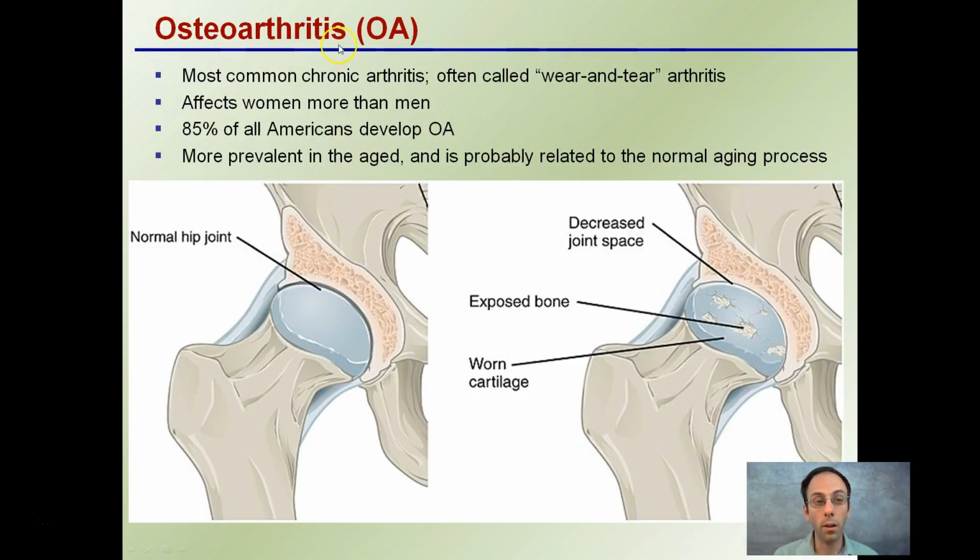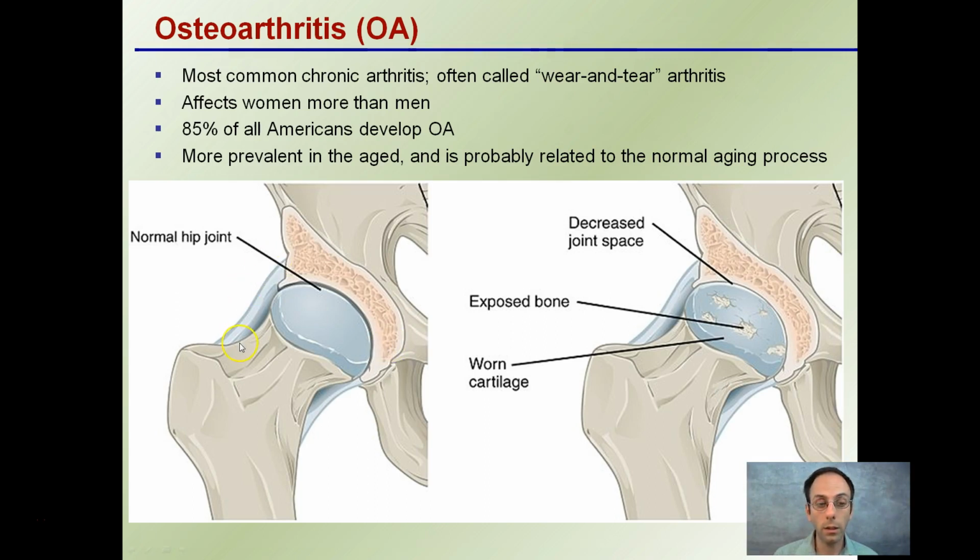Starting with osteoarthritis, which I'll abbreviate OA, is the most common chronic arthritis. It's often called the wear and tear arthritis. It affects women more than men, and about 85% of all Americans will develop some form of osteoarthritis. It's more prevalent with the aged and elderly, and it's probably related to the normal aging process.